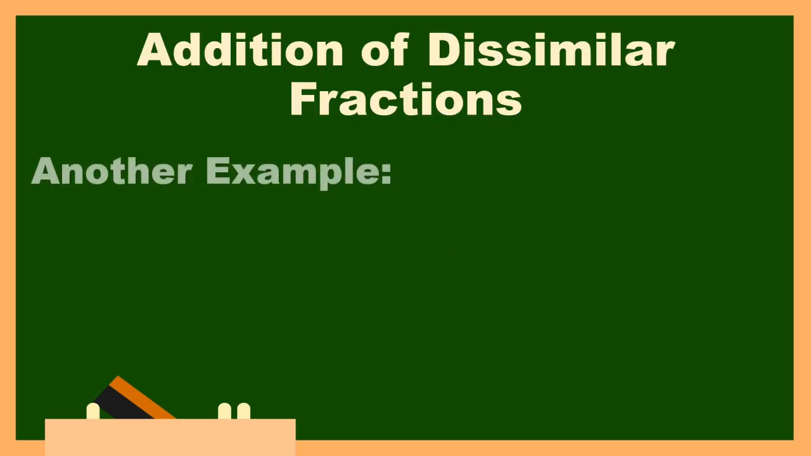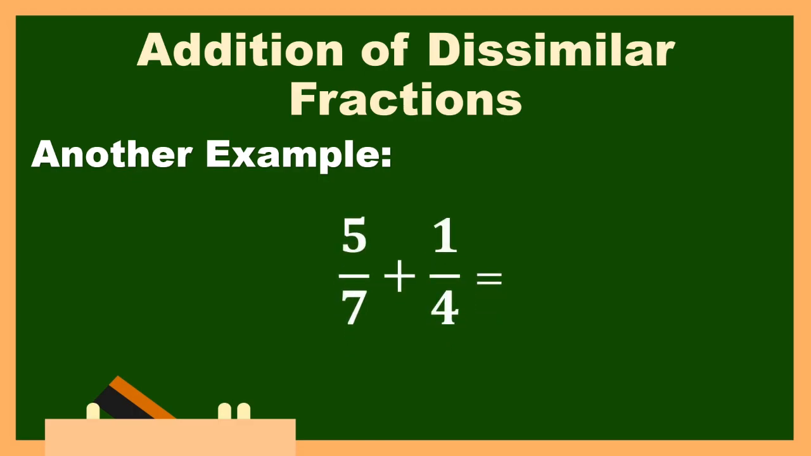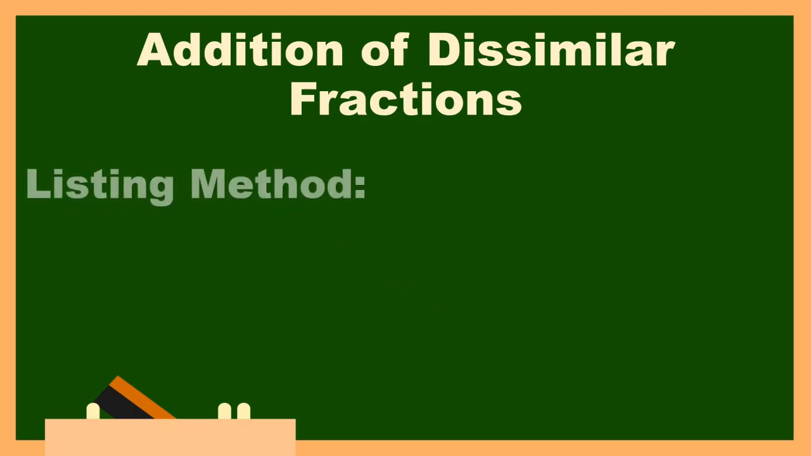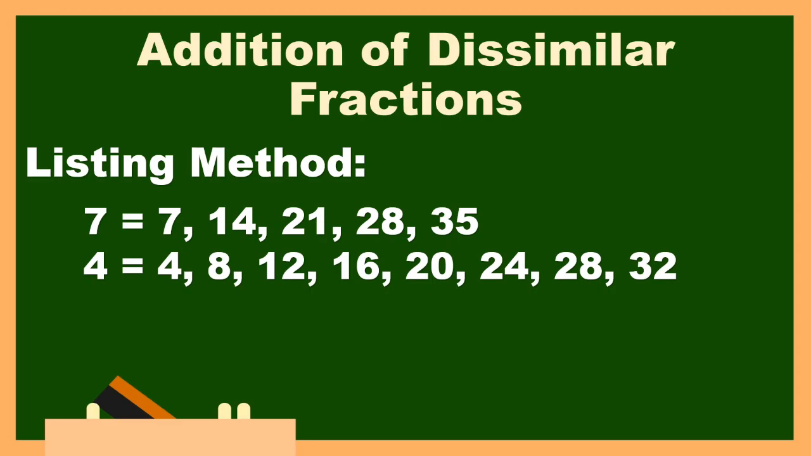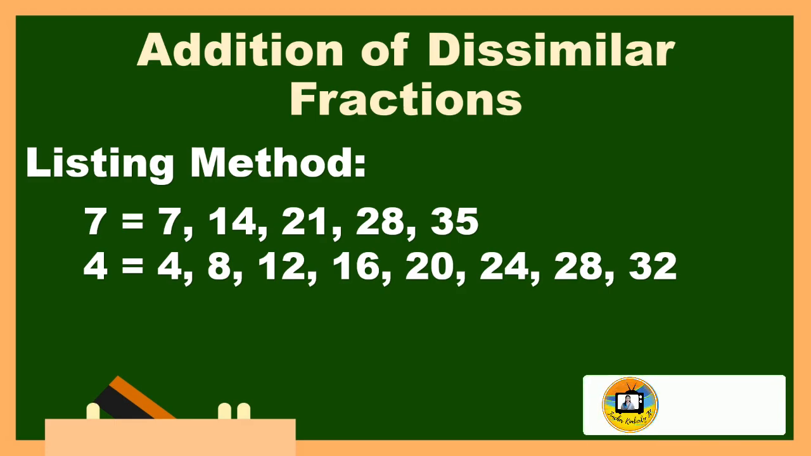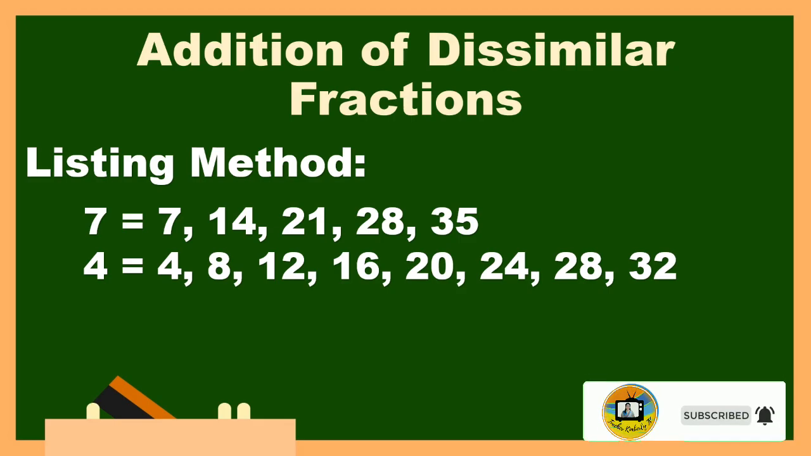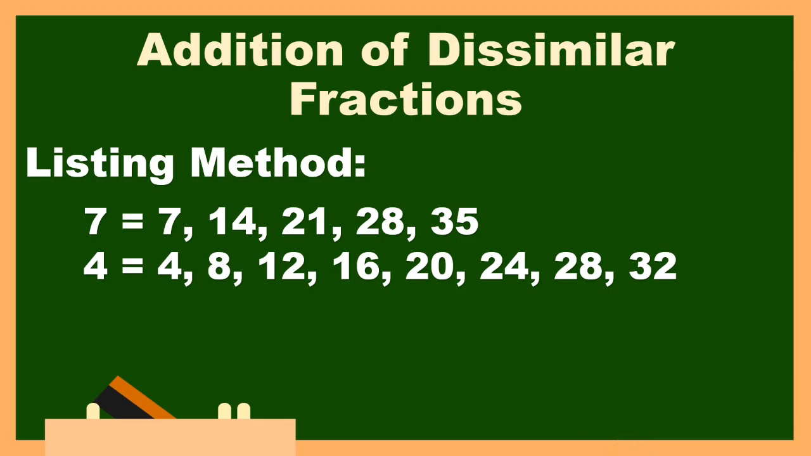Another example, 5 over 7 plus 1 over 4. By listing method, let us find the LCD of 7 and 4. So, the multiples of 7 ay 7, 14, 21, 28, and 35. At ang 4 naman, ang kanyang multiples ay 4, 8, 12, 16, 20, 24, 28, and 32. So, let us find the least common multiple. Yan, ang least common multiple ay 28. And that will be our LCD.